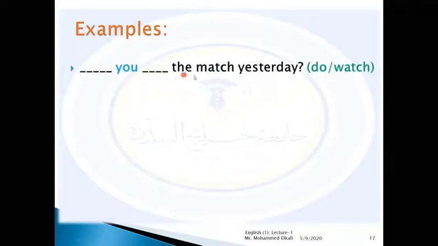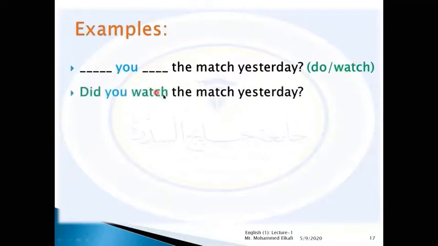Okay, now let's think of some practice, this part of questions and negative forms. You do watch the match yesterday. Here we have do and watch. Since we are talking about yesterday, that means here it is better to use did. Did you what? Watch, without adding anything to the base verb. Watch is the base verb. So, did you watch the match yesterday?